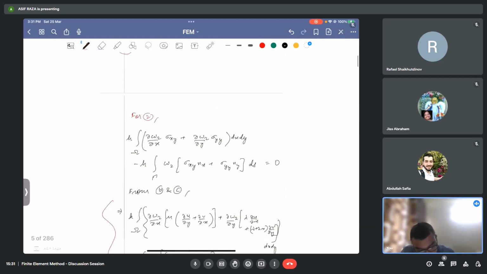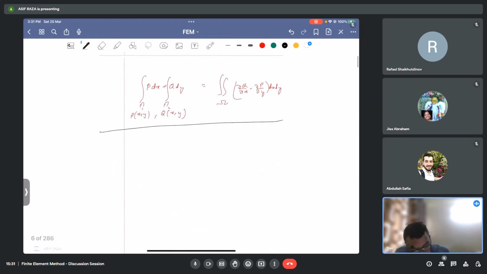So let us take only one of the statements. Rather than taking everything, let's say this one. W1 multiplied with del sigma xy del x, sigma xy del y.